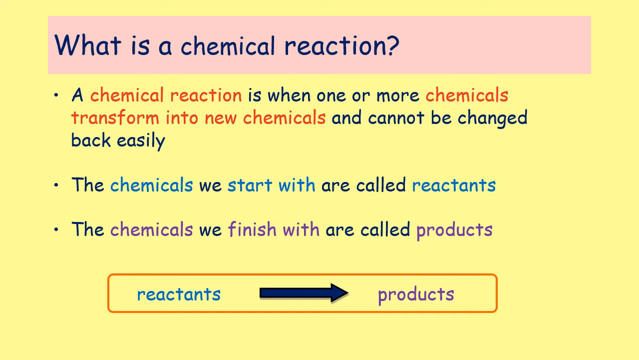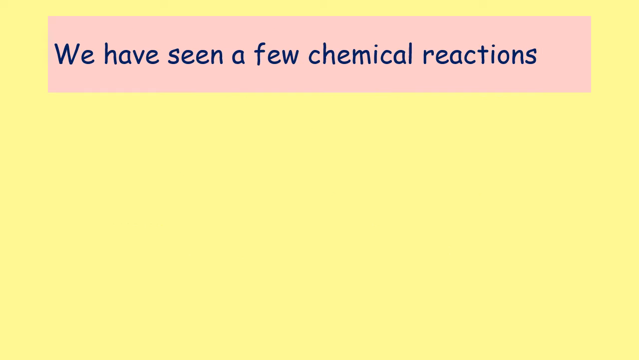We use an arrow rather than an equal sign to represent that a transformation is happening and that it can only go in one direction. The reactants can transform into the products, but the products cannot go back into the reactants. So always make sure if you're representing a reaction, it needs an arrow in the middle.